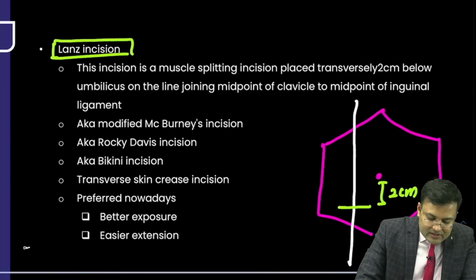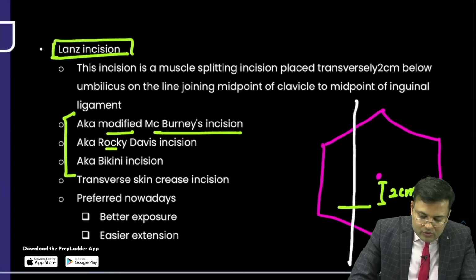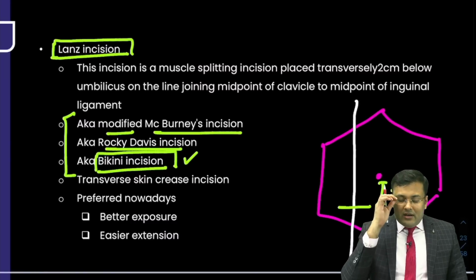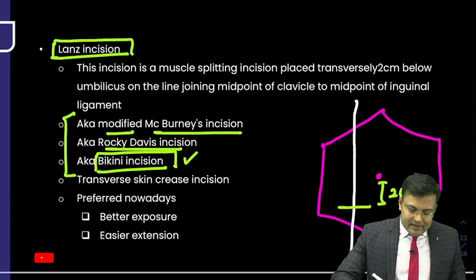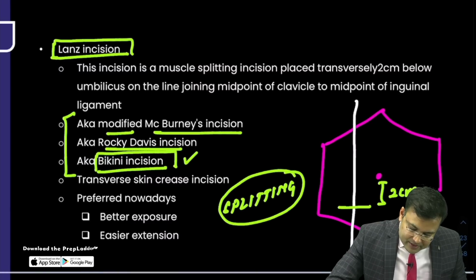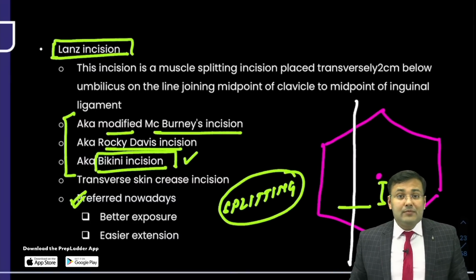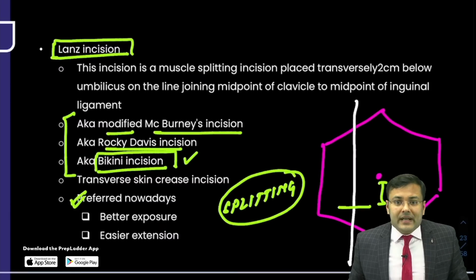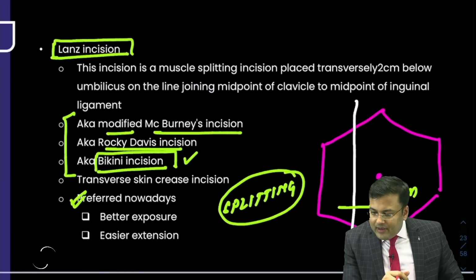Lange incision is also known as modified McBurney's incision, also known as Rocky Davis incision. Because the scar is better cosmetically, it is also known as bikini incision. Again, it is a muscle splitting incision. Why is this preferred nowadays? Because there is better exposure and it is cosmetically better. So this is Lange incision, a muscle splitting incision.